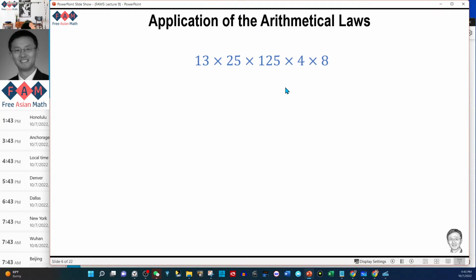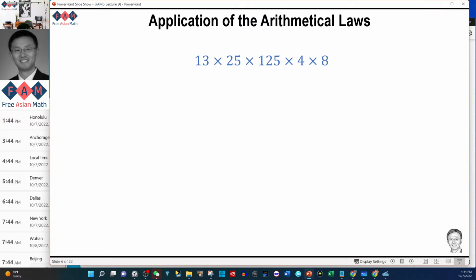So for this problem, we know for multiplication, we also have commutative law and associative law. Here, 13 times 25 times 125 times 4 times 8. If you just follow the given order to do this, it's quite challenging because there's no shortcut. You just need to do the hard work. But if you have developed some number sense, you should immediately see there are some very nice numbers here.